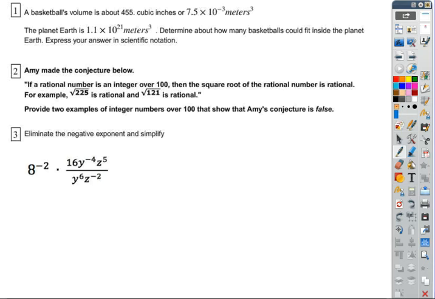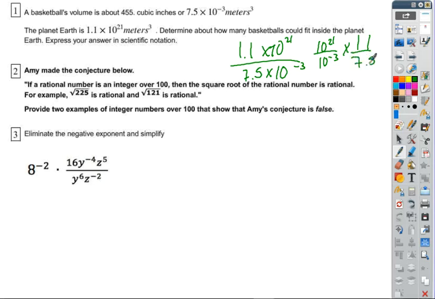We're trying to figure out how many times 1.1 times 10 to the 21st over 7.5 times 10 to the negative third. So this is a division problem, and you could just break it into 2 bits, or you could do 10 to the 21st over 10 to the negative third times whatever 1.1 over 7.5 is. Are there any questions so far?